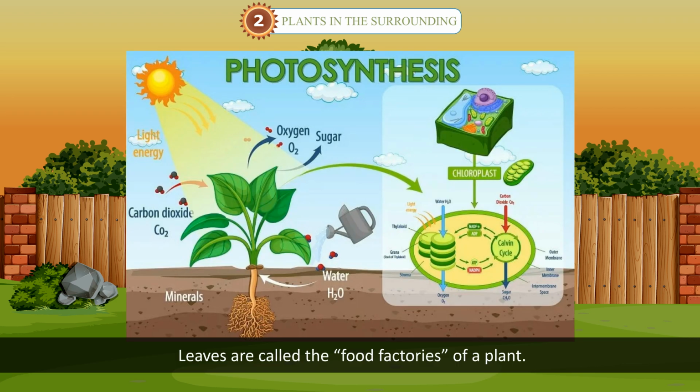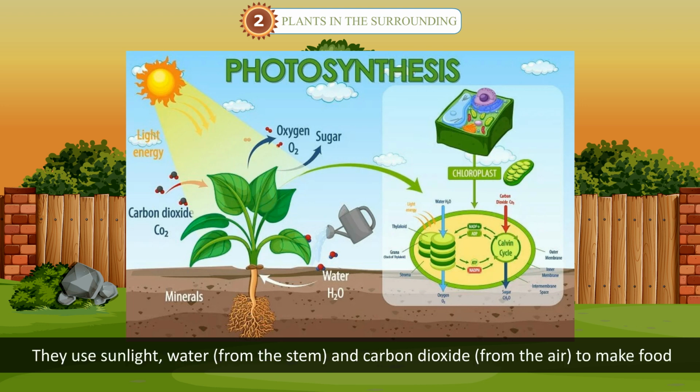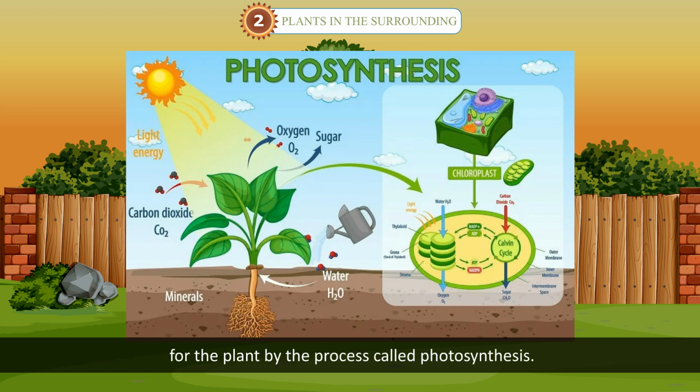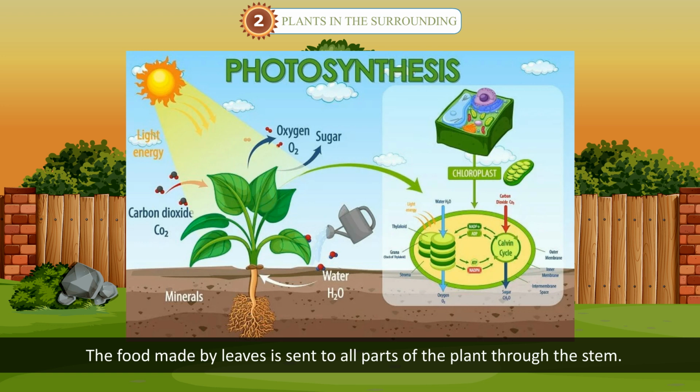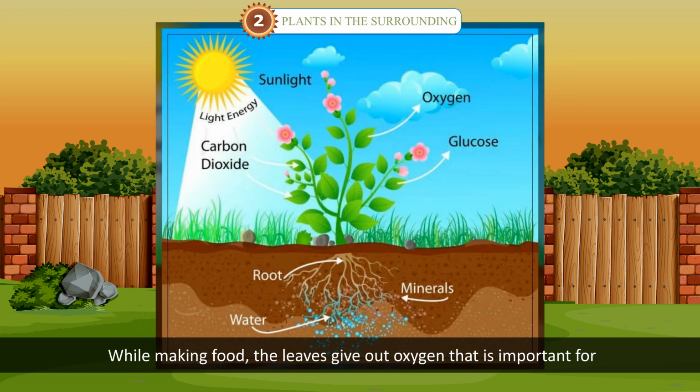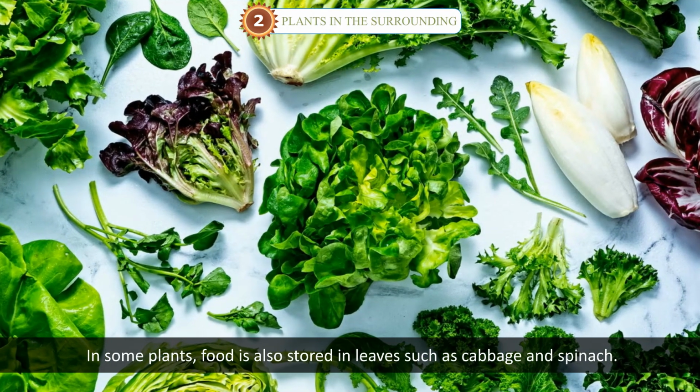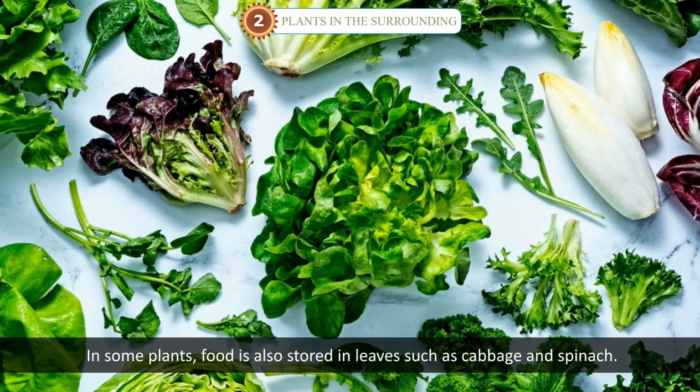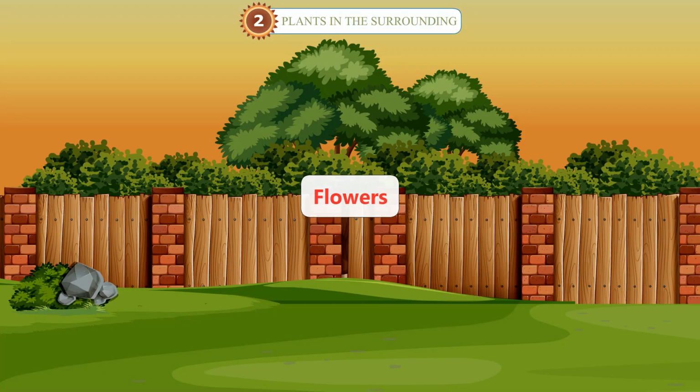Functions of leaves. Leaves are called the food factories of a plant. They use sunlight, water from the stem, and carbon dioxide from the air to make food for the plant. By the process called photosynthesis, the food made by leaves is sent to all parts of the plant through the stem. While making food, the leaves give out oxygen that is important for human beings and animals to breathe. In some plants, food is also stored in leaves, such as cabbage and spinach.